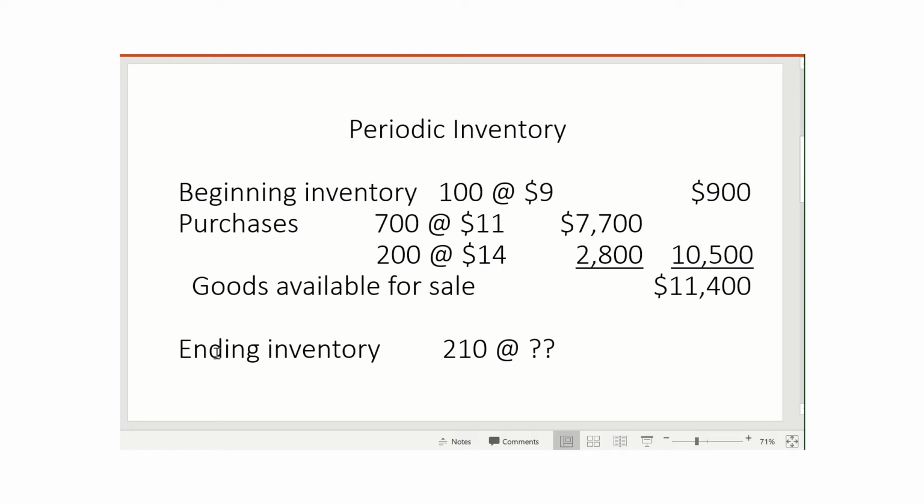You then are going to subtract out the ending inventory, and they have done a physical count, and there's 210 units. And right there is the biggest part of this problem. What did those 210 units cost? And the answer is we don't know. And since we don't know, we're going to make an assumption. So the assumption is going to be buried right there for those 210 units.